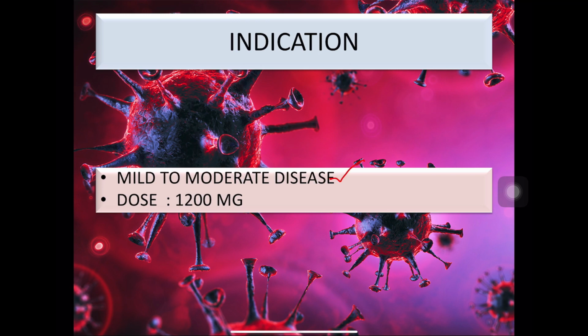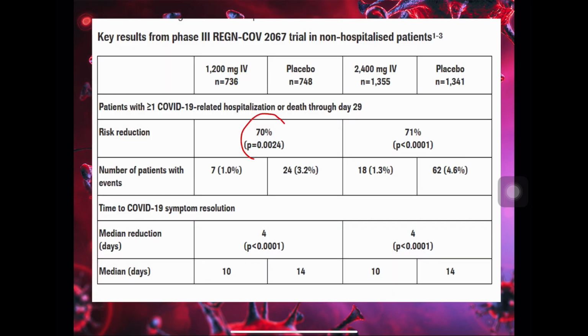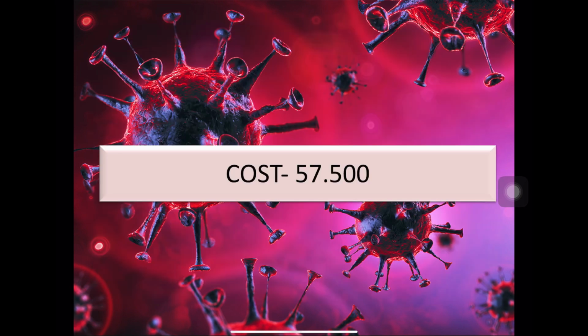You know why. And the dose, they tried a 1200 mg dose and a 2400 mg dose. They found that both are equal in efficacy. So we can see there's a 70% risk reduction. This is from the phase 3 trials of this antibody. And the cost is the problem, $57,500.